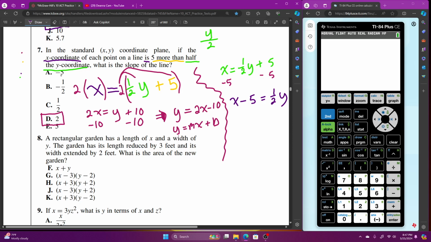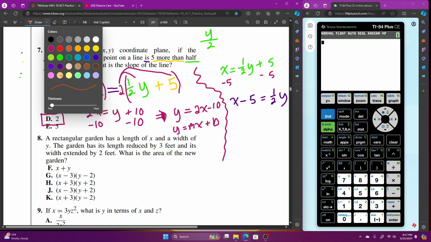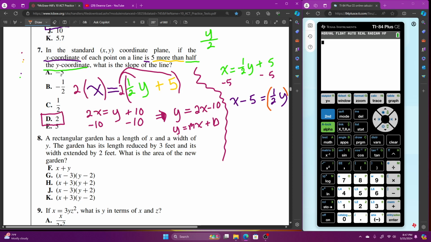So to get rid of it, again, we're multiplying both sides by 2. And this half of y times 2 cancels each other out to just give us y equals, and now distribute the 2, 2x, and 2 times minus 5 is minus 10. Same thing, right? Y equals mx plus b. You've still got the same slope.